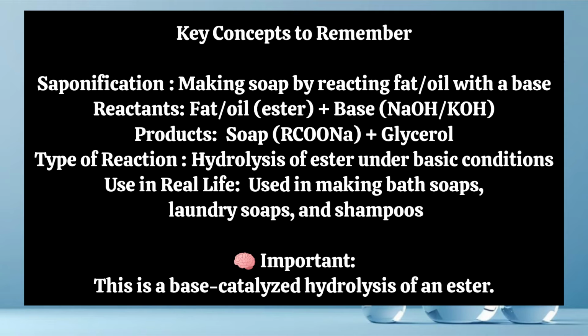Now the key concept to remember of this reaction: saponification is the making of soap by reacting fats with base. Reactants: in this process, the fat or oil and a base are the reactants, and the products are the sodium salt of fatty acid, that is the soap, and glycerol. And what is the type of this reaction? The type of this reaction is called hydrolysis of ester under base condition.